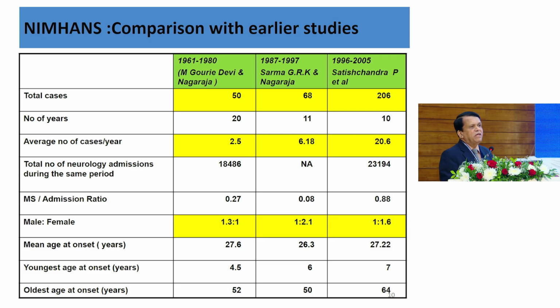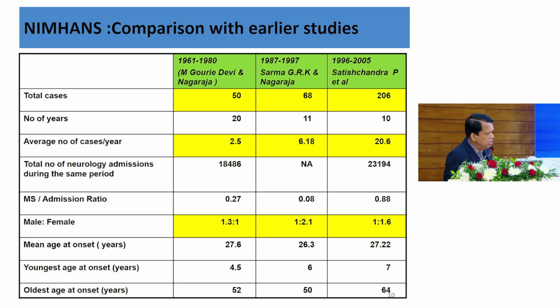Let us see what has happened in NIMHANS. In NIMHANS, where I worked for 40 years, we had 3 studies which came out from 1961 to 1980, from 1987 to 1997, and 1996 to 2005. The first one was by Dr. Gauri Devi and Dr. Nagaraj, who studied about 50 cases over a 20-year period. That means an average of 2.5 per year. That was so rare in the beginning of our studies.